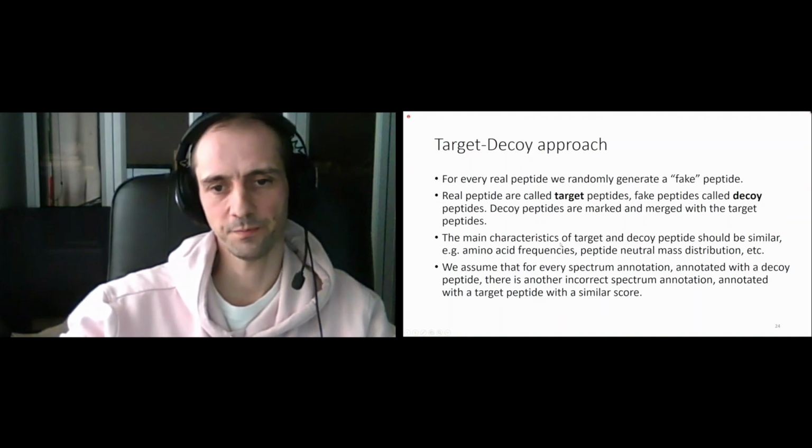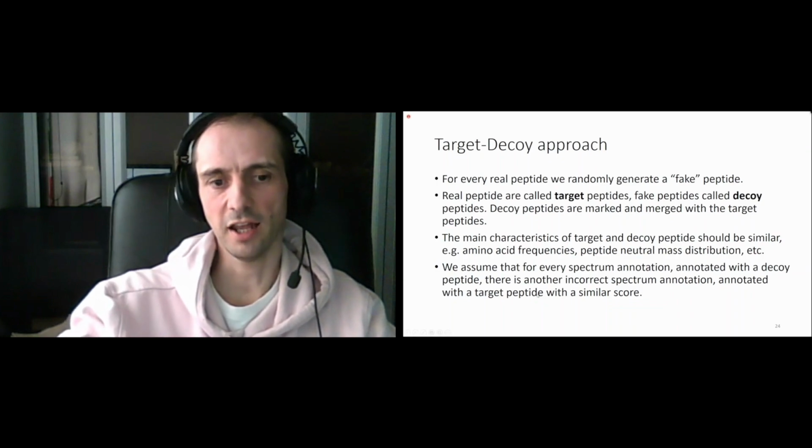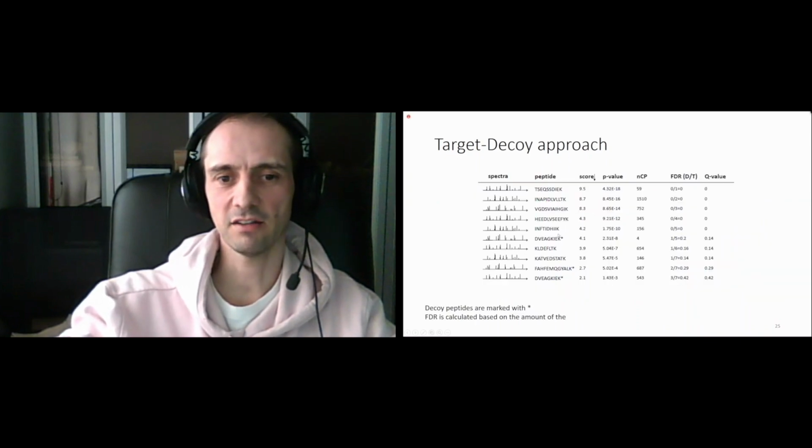Now we have an assumption. If you do the database search and you find in the output one spectrum annotated with a decoy peptide, then we assume that there is another incorrect spectrum annotation, annotated with a target peptide, with a similar score. Here I added decoy peptides, and the decoy peptides are marked with asterisks. In this output we found 3 decoy peptides, so we assume that there are 3 other incorrect spectrum annotations with similar scores.